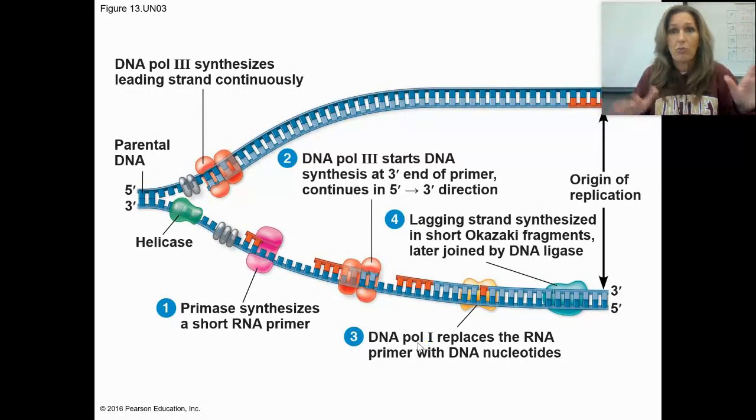Like, okay, we've built the majority of the DNA with DNA polymerase 3. Now we don't need the primer anymore. We can't leave it there. So DNA polymerase 1 comes in and replaces those nucleotides, those RNA nucleotides, with DNA.